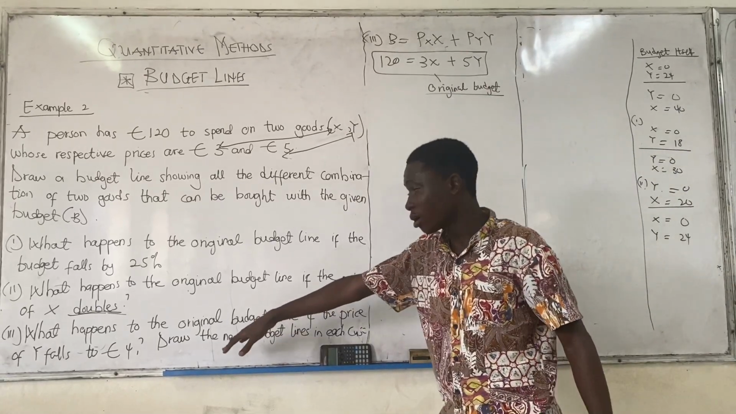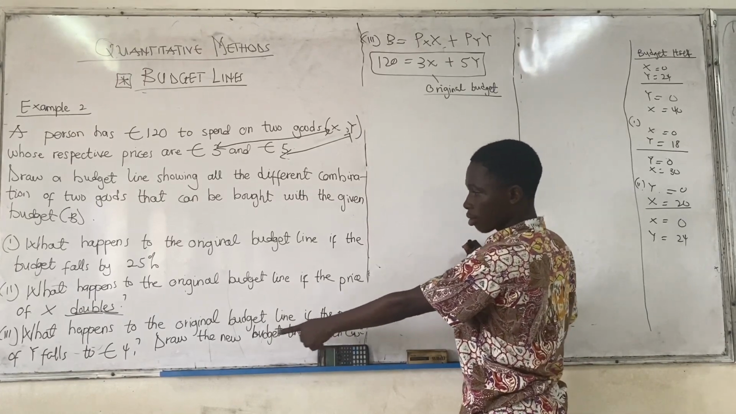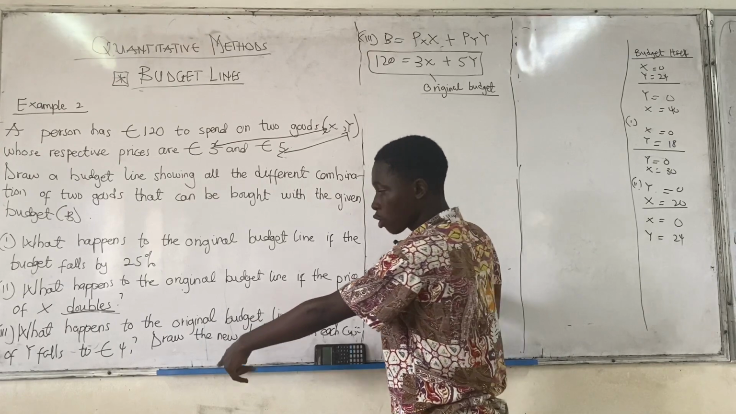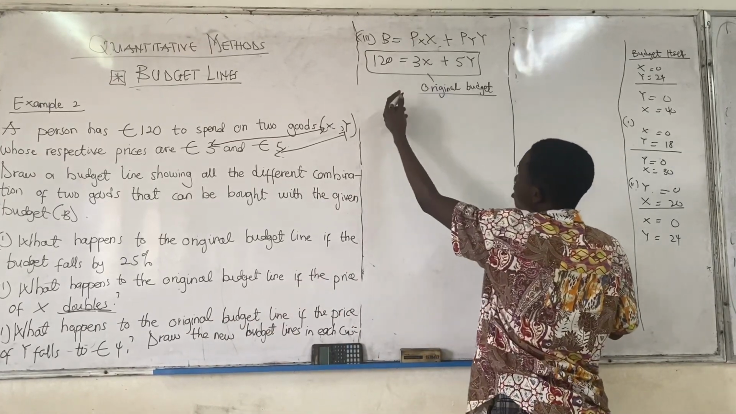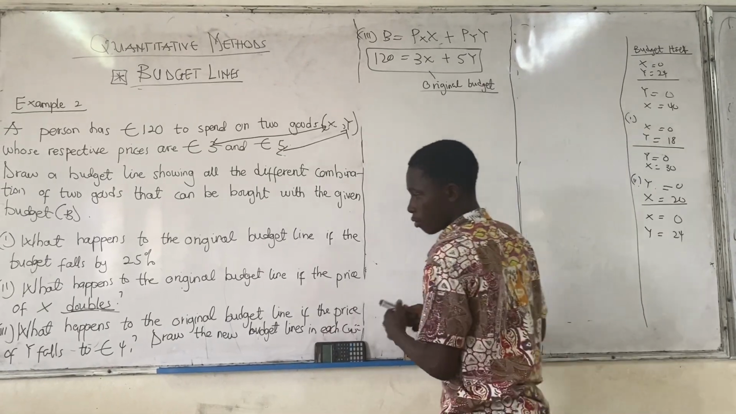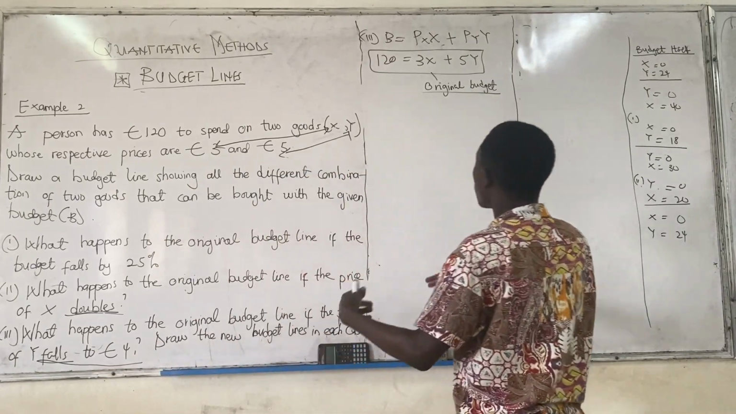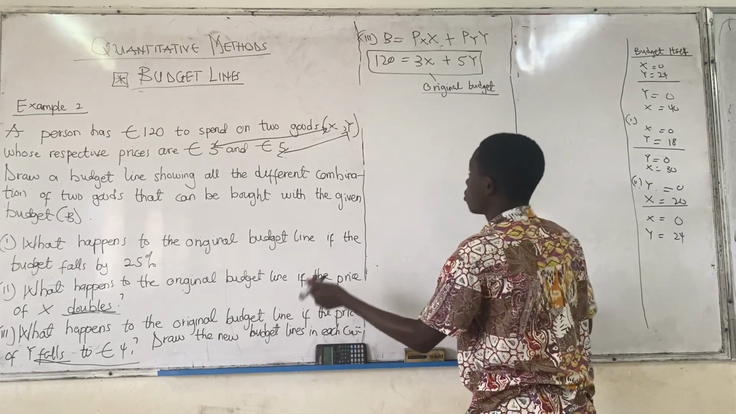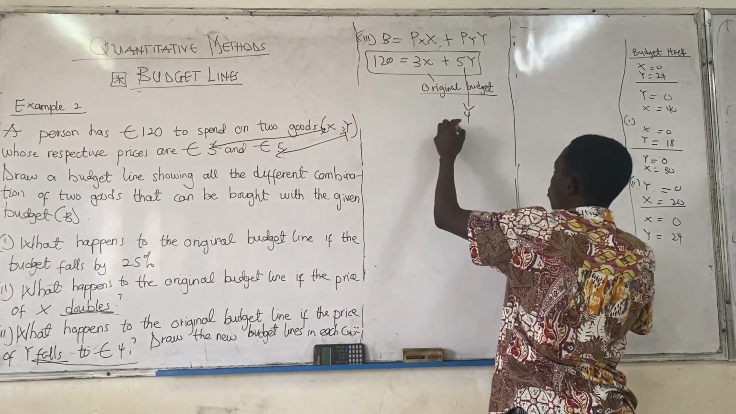But based on the third question, we were like, what happens to the original budget line if the price of y falls to 4 euros? Since you know this is the original budget line, and you are seeing that the price of y is now going to 4 euros, meaning that it's no more going to be 5, but it's now going to be 4. So we have here 4.